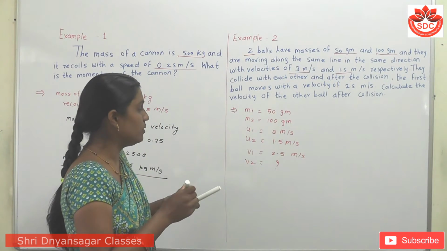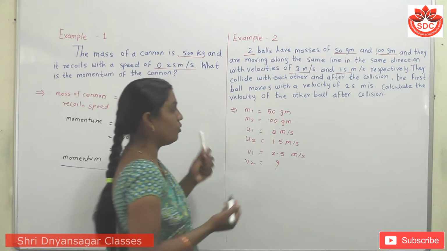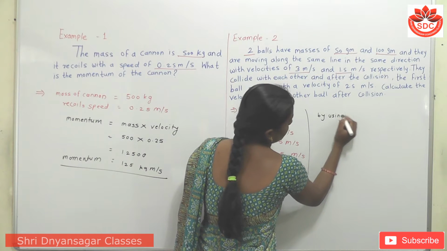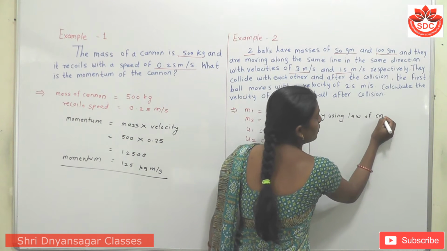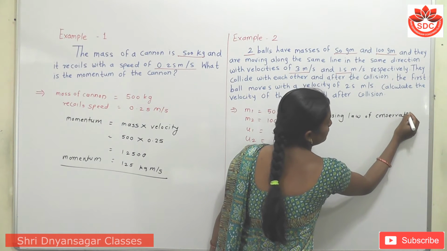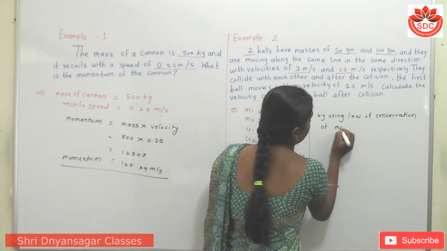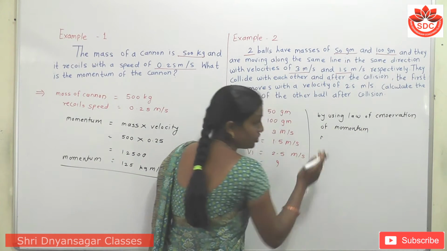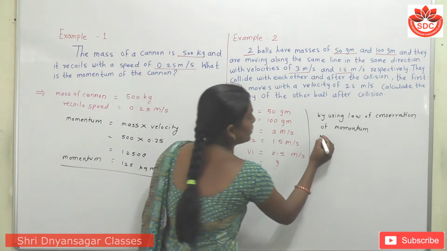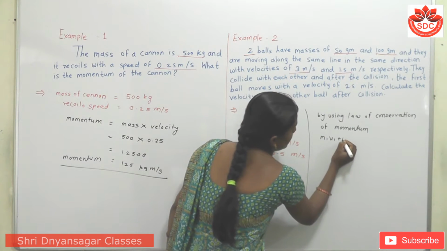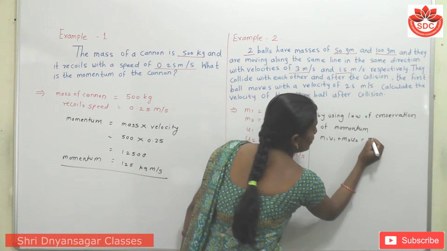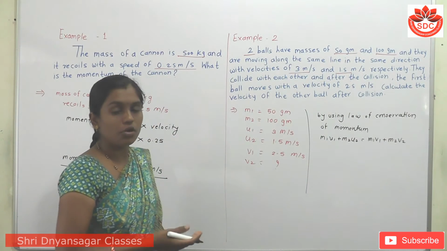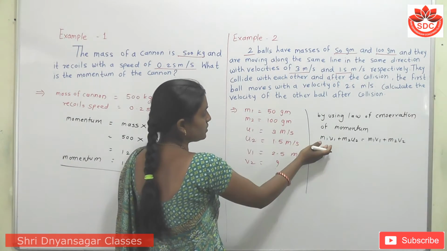So you know that we use the law of conservation of momentum. What is conservation of momentum? Initial momentum is equal to final momentum. So we write m1 u1 plus m2 u2 is equal to m1 v1 plus m2 v2. So this is the formula for the law of conservation of momentum. Now put the values in this formula.